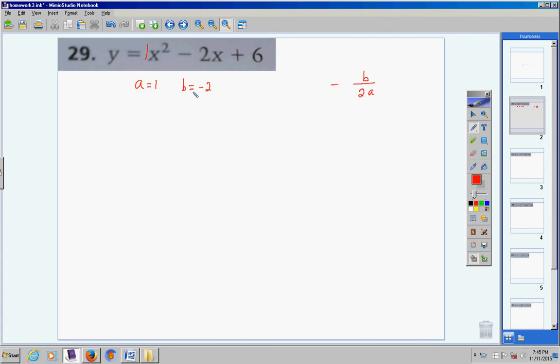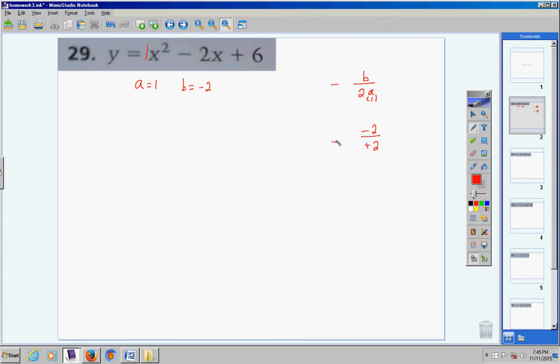A equals 1, b equals -2. See this negative sign, bring it down. See the b right here, go ahead and put -2 up top. In the denominator we have 2a. For a, we're going to substitute 1, so 2 times 1. 2 times 1 is 2. A negative over a positive makes the whole fraction become negative.